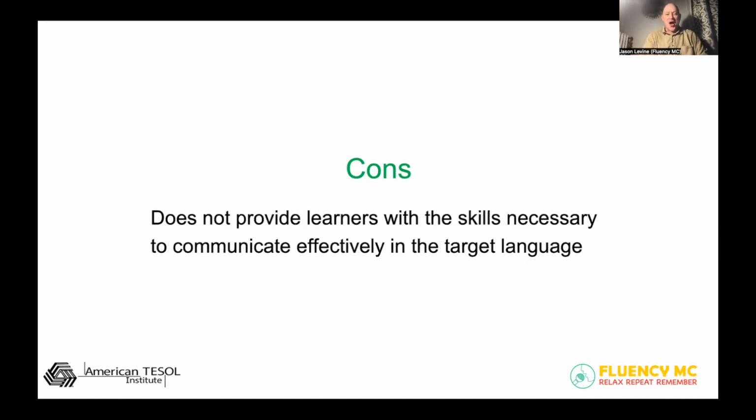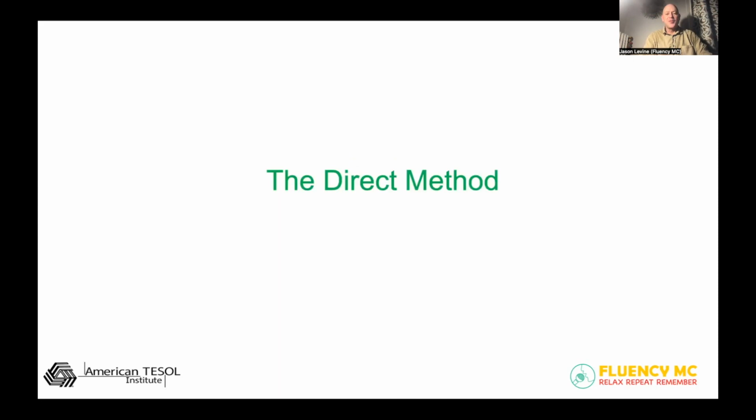But here's the con. We say cons, but there's just one con. It's such a big con, such a big drawback. I put it in as just one, right? So if you want to communicate, if that's the goal, again, it wasn't so much the goal, and that's why it made sense at the time, then it's really not going to work so well for you.